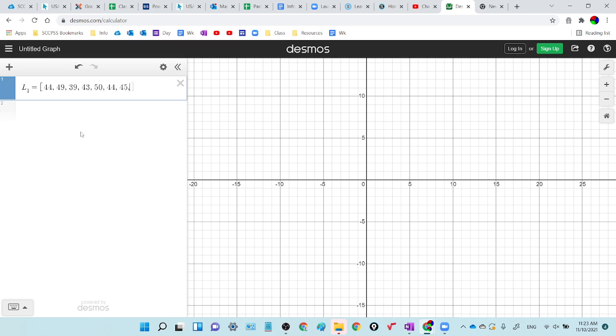So put the comma. Space may not be important, but I'm putting it because I need to look at it so I can compare it one more time. I have 9 numbers: 1, 2, 3, 4, 5, 6, 7, 8, 9. Let me check once again: 44, 49, 39, 43, 50, 44, 45, 49, 51. If I put a wrong number, I may end up with the wrong answer, right?